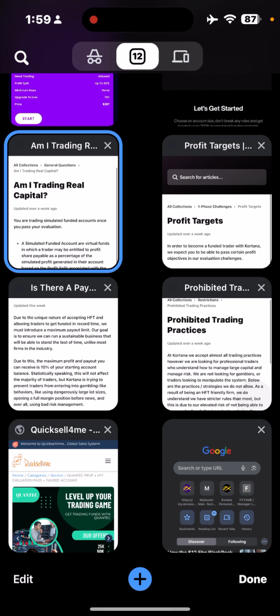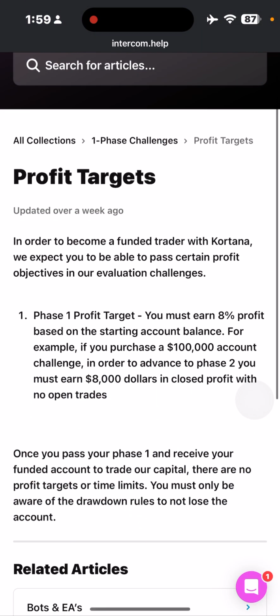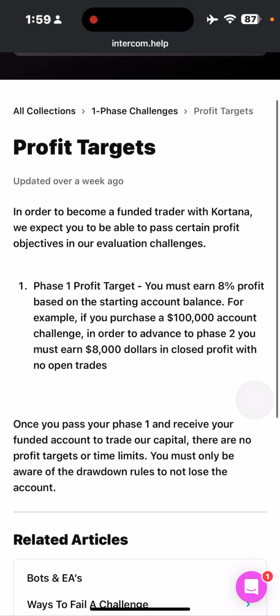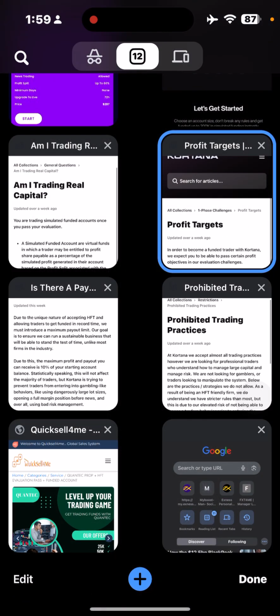Now, the next topic is the profit target. As you can see, in order to become a funded trader with Cortana, we expect you to pass a certain profit objective in our evaluation challenge. So this is what they expect of you. On an account of 100K, you must make an 8% profit to show that you are experienced and can handle every aspect of trading.